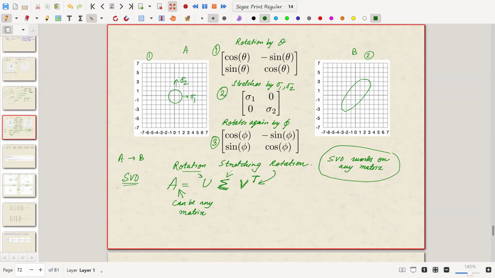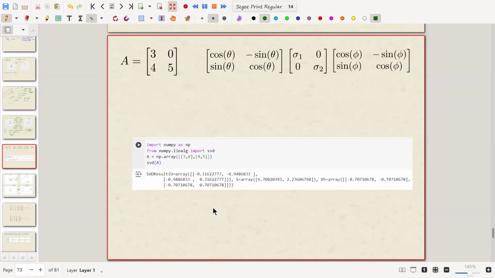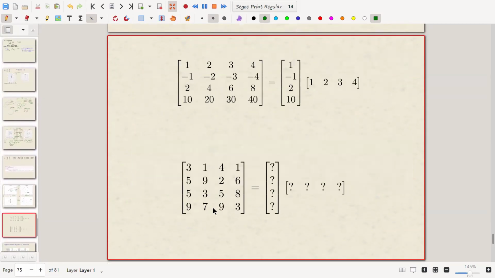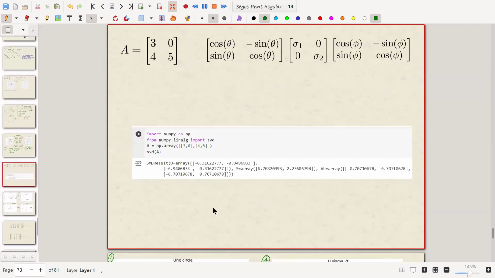Rotation by phi. Like another rotation was there, right? Remember the sequence: rotation, stretch, rotation. So this one is clear to you. Okay, let me tell you something. So this is exactly what SVD is.